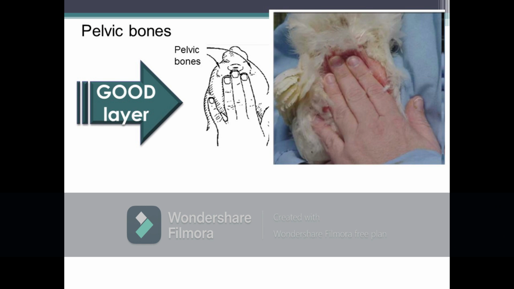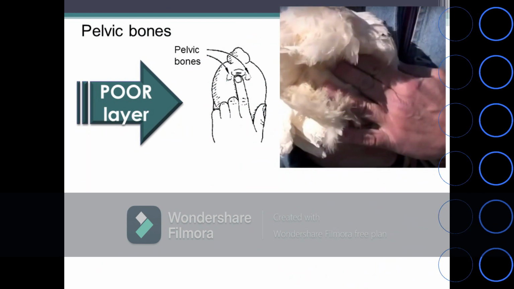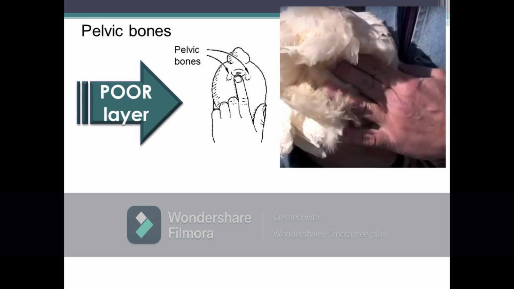The pelvic bones of a laying hen are straight and flexible, with very little or no fat around them. They are spread apart far enough to permit the passage of the egg. The spread varies with the individual and the breed, but no definite measurement can be given. Pelvic bones of good layers have at least 2 fingers width between them, as shown in the picture. Meanwhile, the distance between pelvic bones of poor layers is 1 finger width or less.